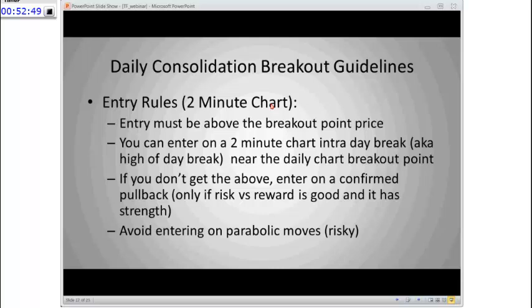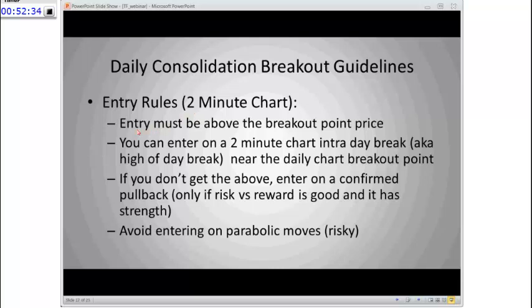Okay, so the entry criteria is, again, based on the 2-minute, and we're going to go through examples and step-by-step charts of this, but I just want to go through the text first. So what you're looking for is an entry that's above the daily breakout point.